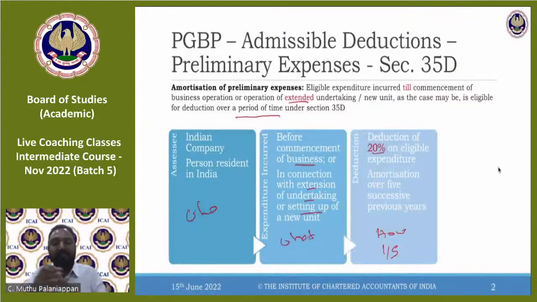It is over 5 successive previous years, starting from the previous year in which the business commenced. The first year will be the year in which the business commenced. For example, if the business commenced on 15th June 2022, this financial year 22-23, that is your previous year 22-23, will be the first year. You can claim for the years ending 23, 24, 25, 26, 27. So till financial year 26-27, you can claim for a period of 5 years. That's what we are calling 5 years.